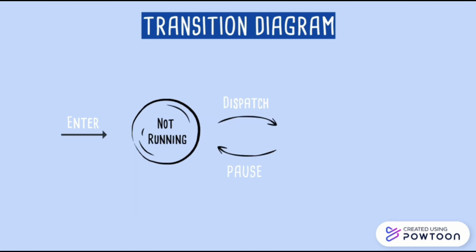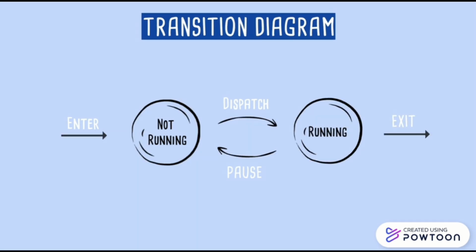This transition happens when the running process is interrupted or preempted by the scheduler, causing it to move back to the not running state. This could happen due to various reasons, such as the process waiting for I/O operations or higher priority processes needing CPU time.